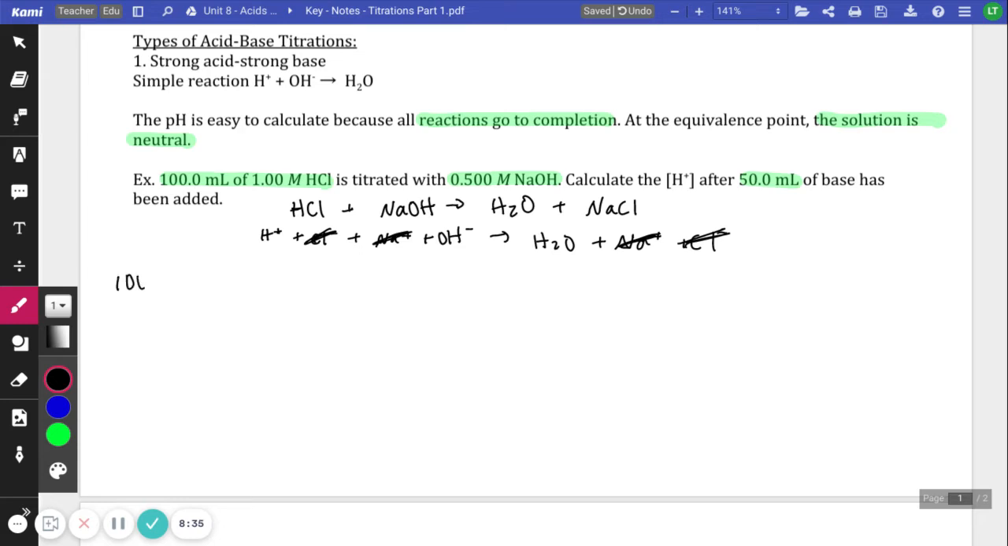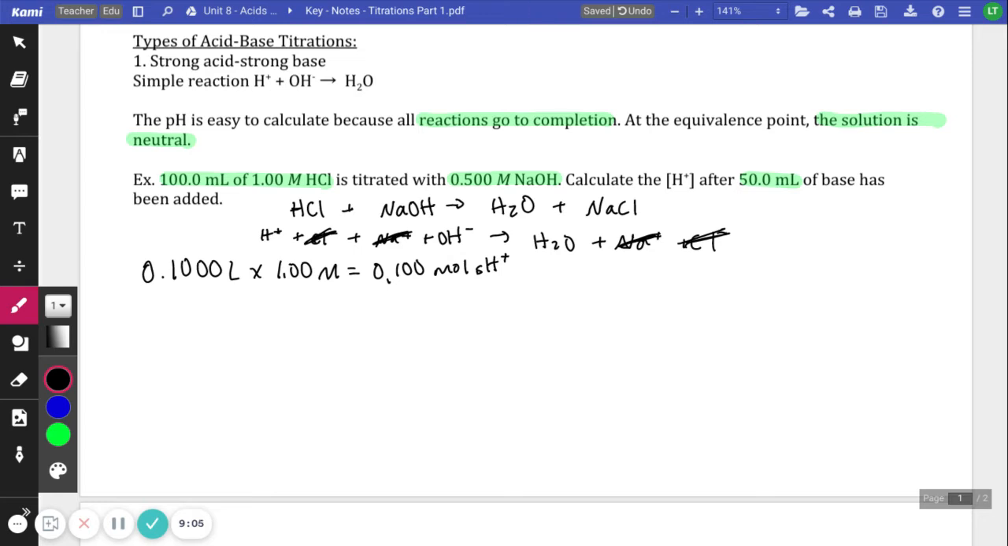So I have 100 milliliters, which if I convert that to liters is 0.1000 liters times my molarity, because to get to moles, it's just molarity times liters. So times my molarity, which is 1.0 molar, which gives me that I have 0.100 moles of hydrogen.